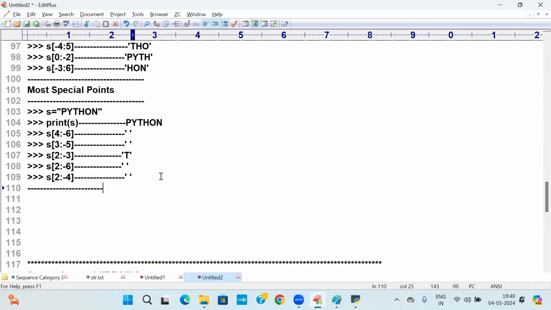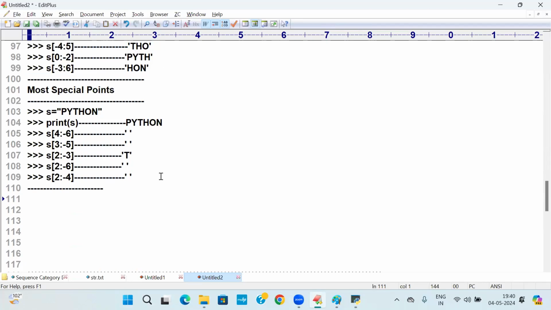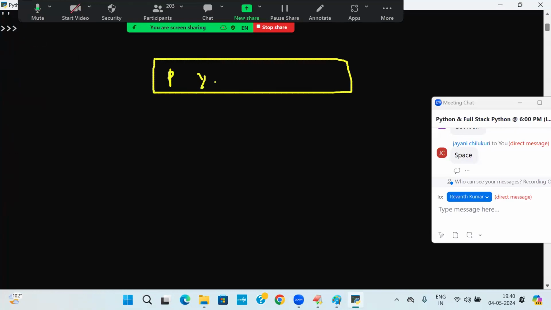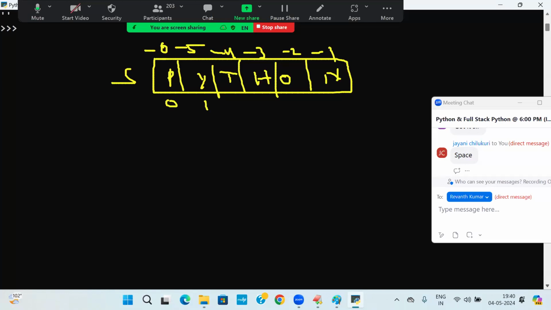Now I'm going to enter into the same result with a negative beginning, positive ending. Be careful. See, I'll draw my diagram. Watch this diagram. Python. This is my data. Observe it. S: -6, -5, -4, -3, -2, -1, 0, 1, 2, 3, 4, 5.